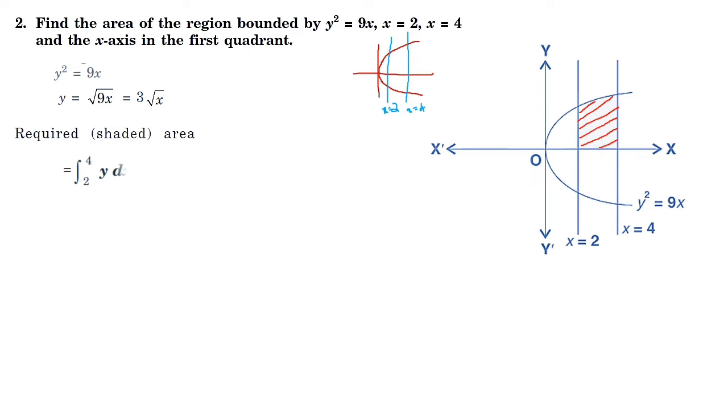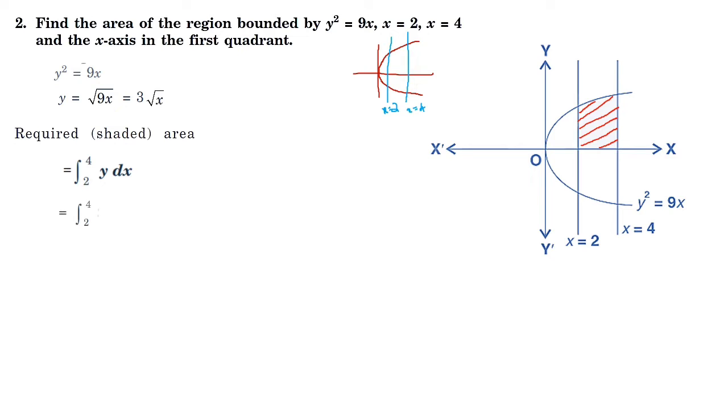So the required shaded area is equal to the integral from 2 to 4 of y dx. y dx means a small strip will be taken, as explained in the previous question. There will be y, and a small portion on the x-axis, that is dx, will be considered. Area means length into breadth, that's why y dx is coming. Or else by using this portion also we can write this formula. Here x limits are given to you, that's why it is y dx.